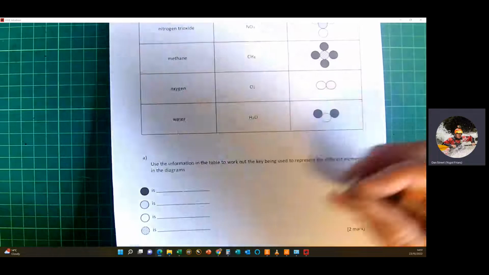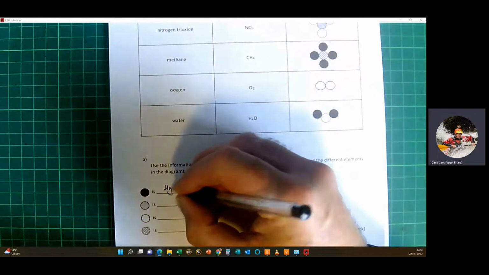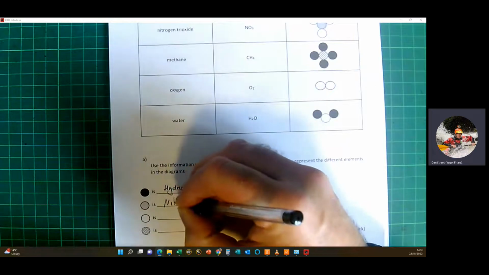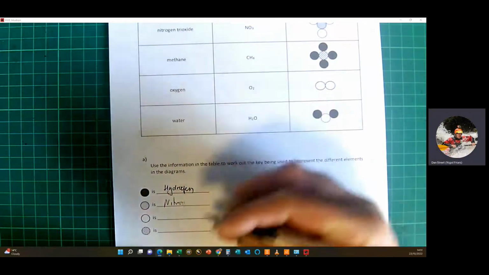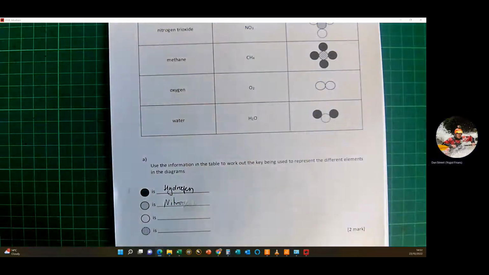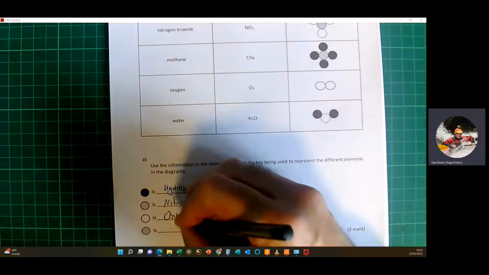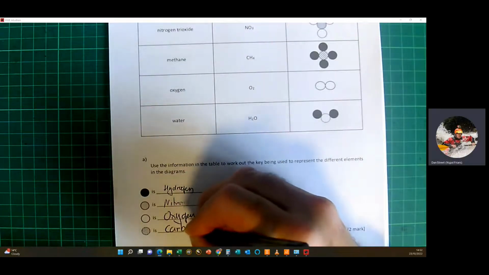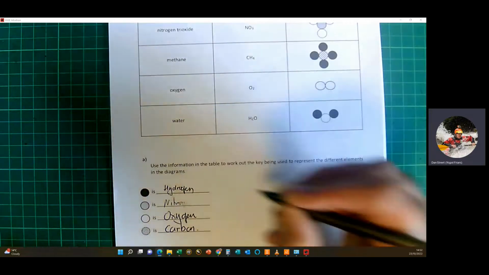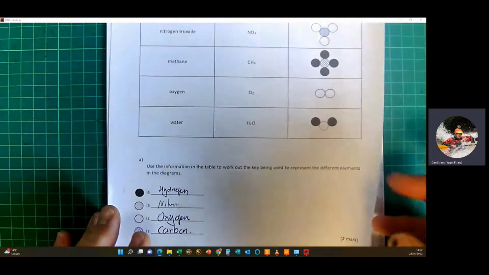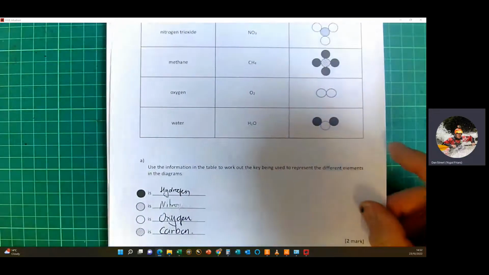Okay, so this one is hydrogen, this one is nitrogen, and the next one is oxygen, and this one is carbon. And generally speaking, everybody did very well on that. So there were 2 marks for that, basically a mark for 2 of the elements present.